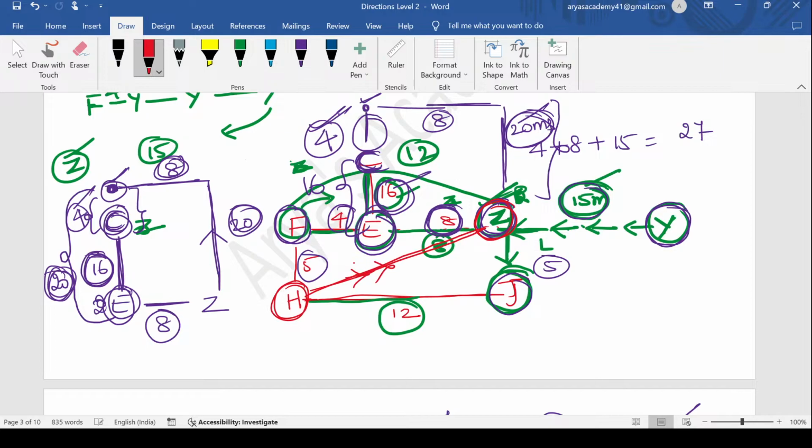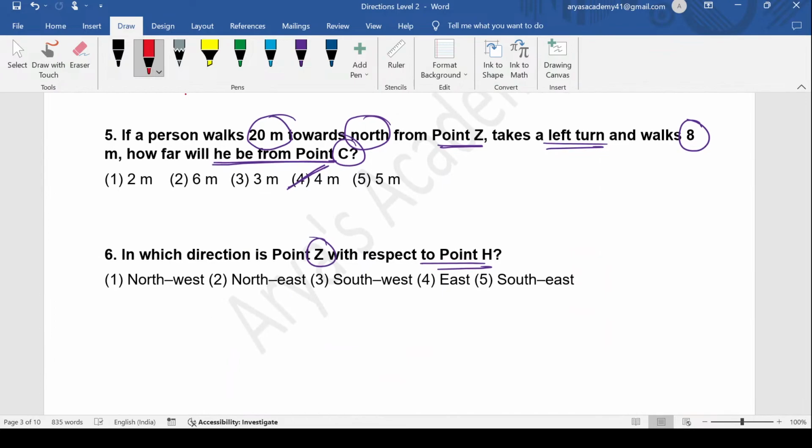If this is the direction, if you go up, it will be north. If you go towards right, it will be east. But this direction is exactly in the middle. So between north and east, what we call the direction? Northeast. So the correct answer for question number 6 is northeast, which is the option number 2. Yes, option number 2 is the right answer.